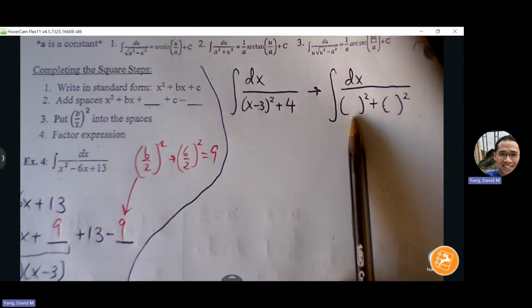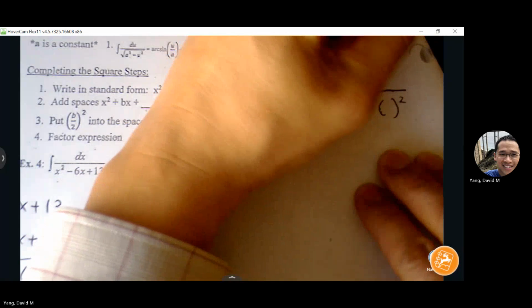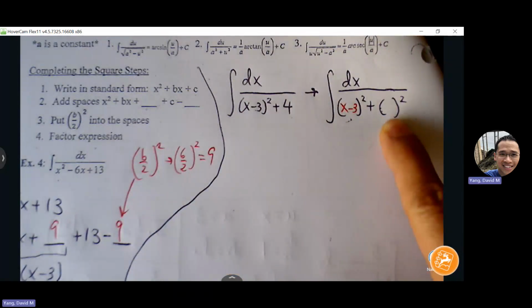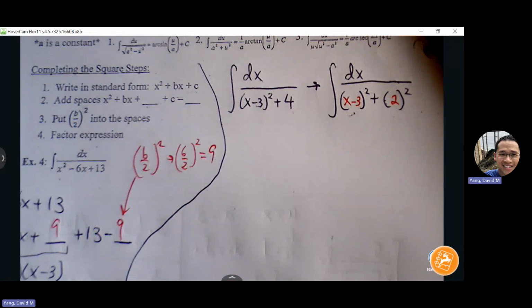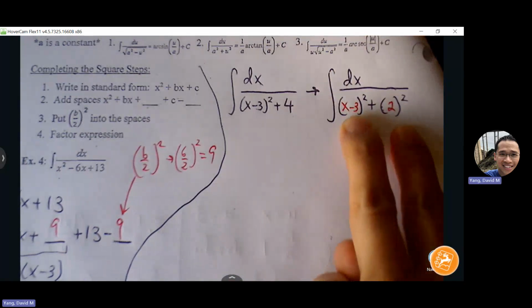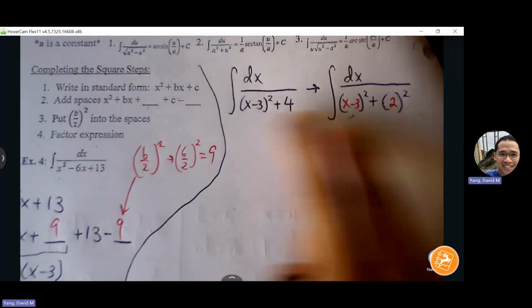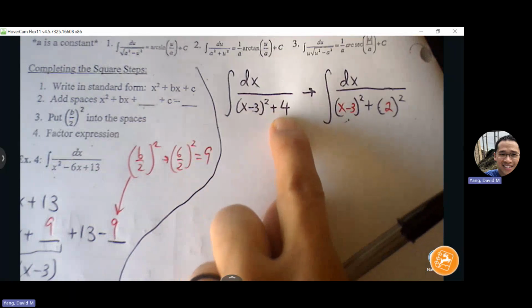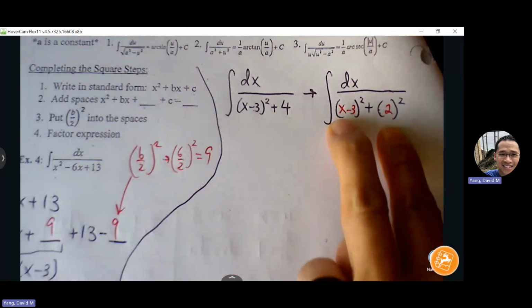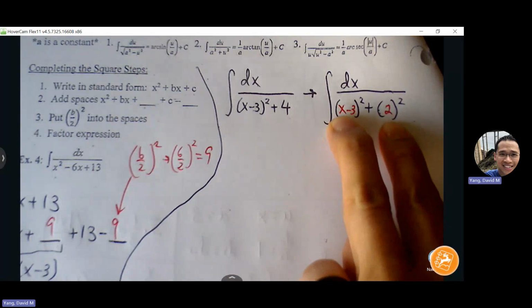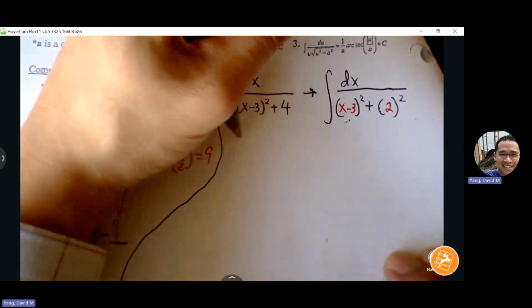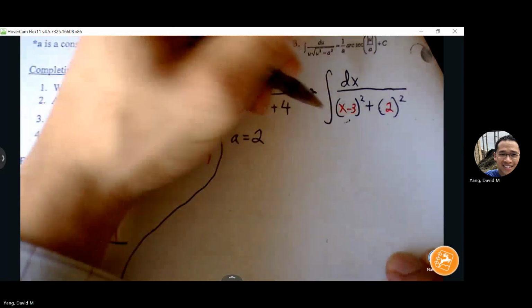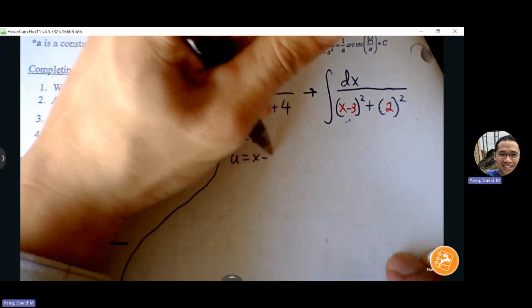Okay, any changes here? Same, right? And this one is just going to be what? Yeah, 2 squared, same thing as 4. The whole purpose of going through this additional step is so that we're not making a mistake identifying our a and u value. Because if you identify your a value here, you may make a mistake and think that a value is 4. But if we go through this step, then it's more clear, so that we can hopefully remove the possibility of a mistake. Okay, so our a value is 2, and our u value is x minus 3.